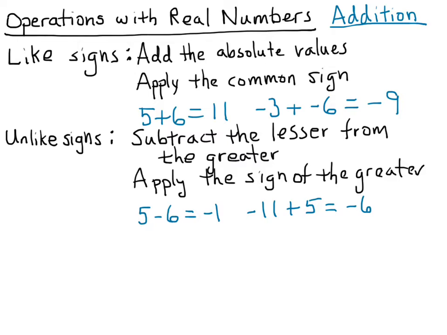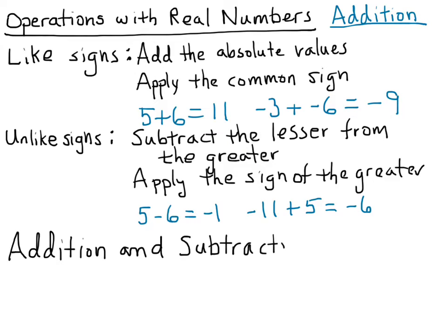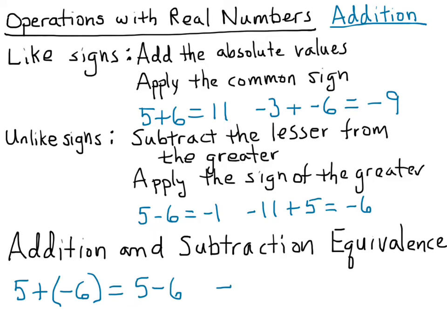Same thing with the negative 11 plus 5. You take the difference between the two of them, that's 6. Since the 11 has the negative sign, you apply that to the 6, negative 6, and you're set. So addition and subtraction in this sense are equivalent. And so we can write things like 5 plus negative 6 is the same thing as 5 minus 6, and negative 4 minus negative 3 is the same thing as, in parentheses, negative 4 plus negative 3.